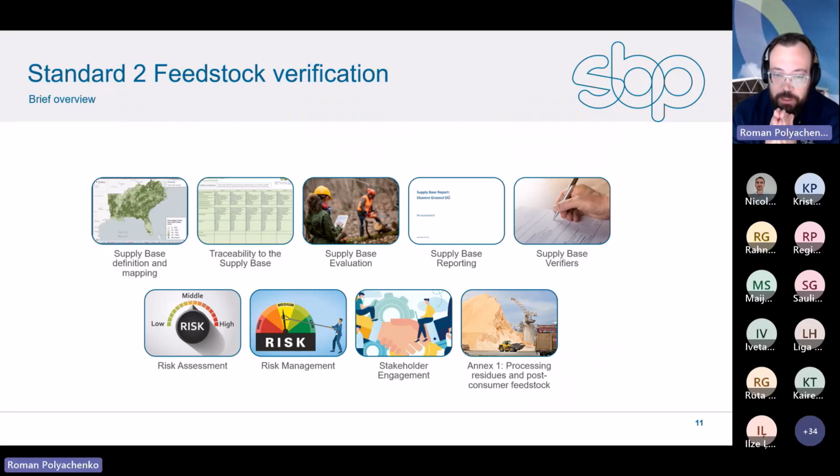Annex 1 is about processing residues and post-consumer feedstock. So we have this as a new annex. I think it previously was an instruction note.